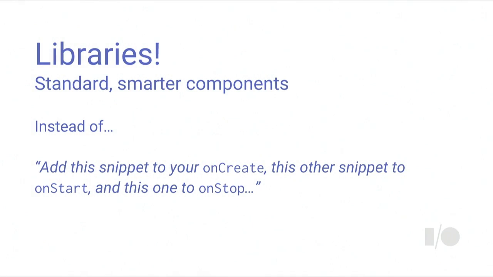So one solution to that is to try to create standard, smarter components. So how many of you have taken a look at integration steps for some library for Android, and you see something that looks kind of like what's on the slide here? OK, go ahead and add this snippet to your onCreate, this other thing to your onStart, this one to onStop. I'm pretty sure that some of our own libraries from Google have these types of instructions as well, things where you need to call some particular method from some part of your lifecycle. And really, that just makes these integrations really kind of messy.